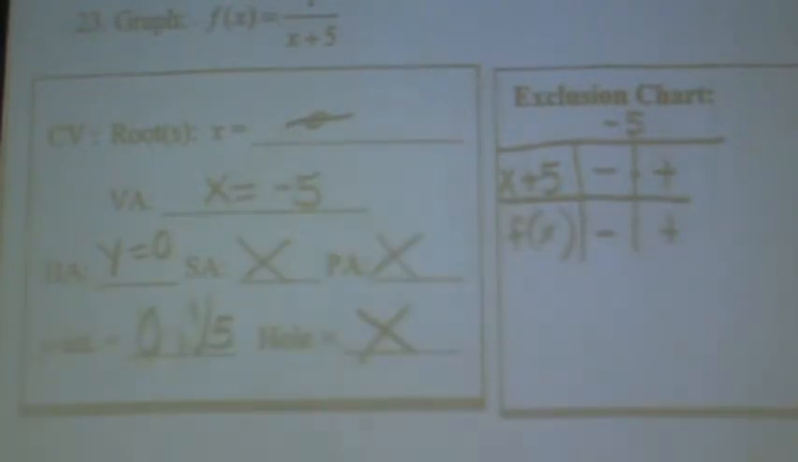So what does this thing look like? Here's your y, x equals negative 5. Here's your horizontal asymptote. Here's your y-intercept. And to the left of -5, you're in the negative region. And to the right of -5, it's going to look like this.